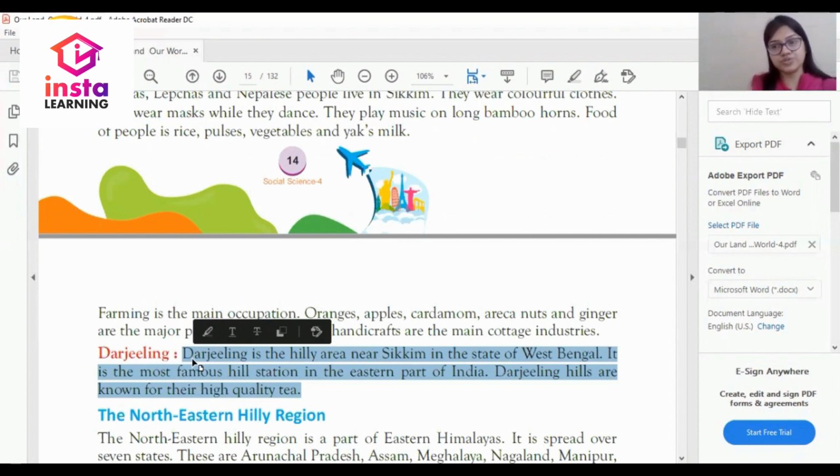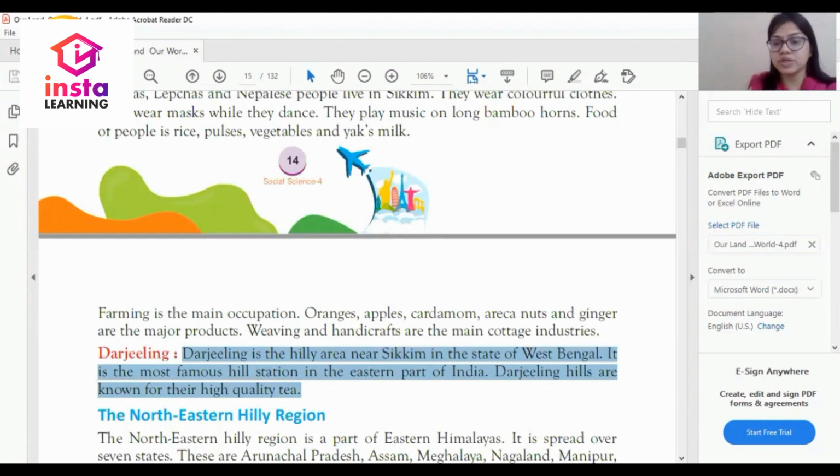India. Dear student, this is a very important question which you should know. Which is the most famous hill station in the eastern part of India? So the answer is Darjeeling. Darjeeling hills are known for their high quality of tea. So this is a very important question. Why are Darjeeling hills famous? So the answer is Darjeeling hills are famous for their high quality tea.